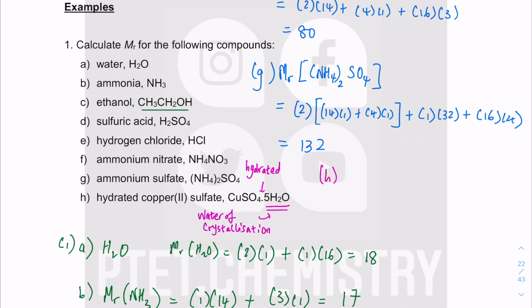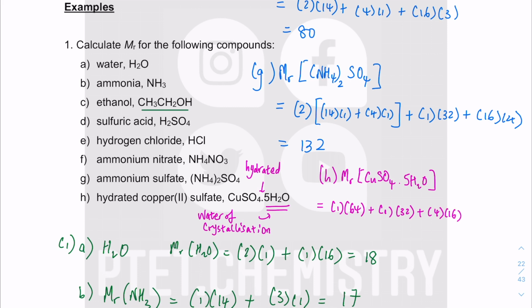If we got dot H2O, it means there are 5 of these H2O. You need to add the MR of 5 H2O. So what we will get is the MR of CuSO4 dot 5H2O. That's the way we pronounce it. So there's 1 copper, so it's 1 times 64. And there's 1 sulfur, so 1 times 32. There's 4 oxygen, so 4 times 16.